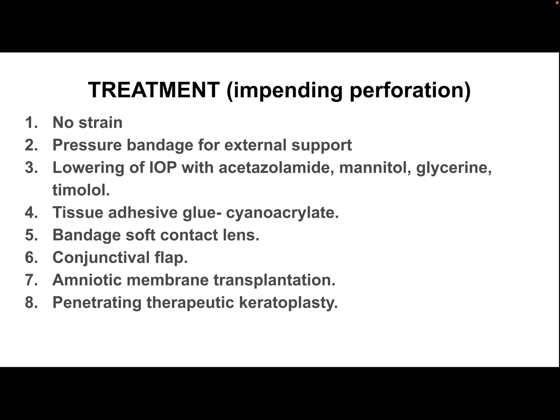Then bandage soft contact lens. Then you can do a conjunctival flap: you take a little bit of conjunctiva and put it over the ulcer to avoid the perforation. Then amniotic membrane transplantation. Then penetrating therapeutic keratoplasty. When the cornea is going to perforate, if you are able to get a matching donor cornea, then you can put that. That's it. Thank you.